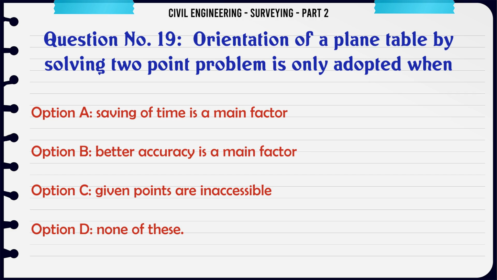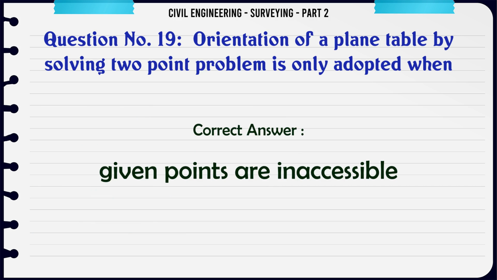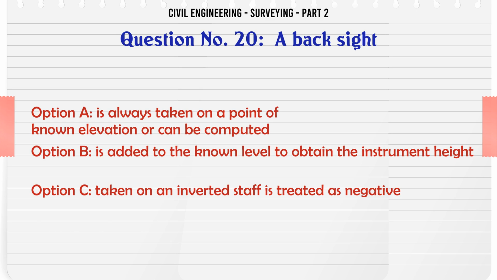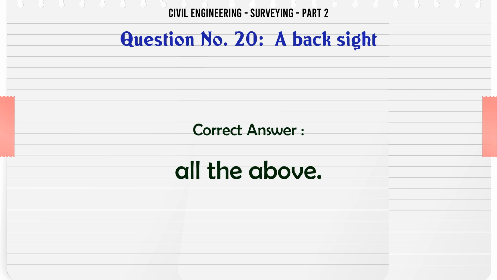A. Saving of time is a main factor, B. better accuracy is a main factor, C. given points are inaccessible, D. none of these. The correct answer is given points are inaccessible. A back sight A is always taken on a point of known elevation or can be computed. B is added to the known level to obtain the instrument height. C taken on an inverted staff is treated as negative. D all the above. The correct answer is all the above.